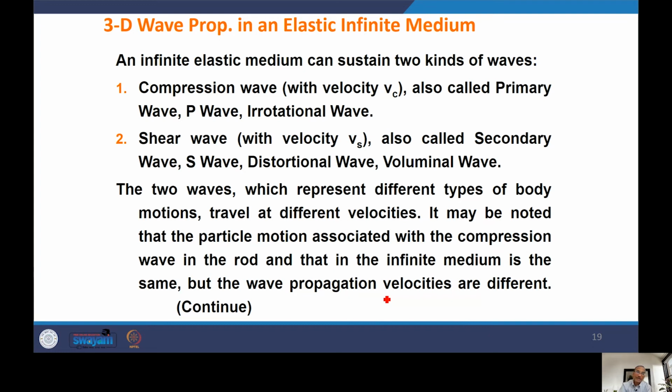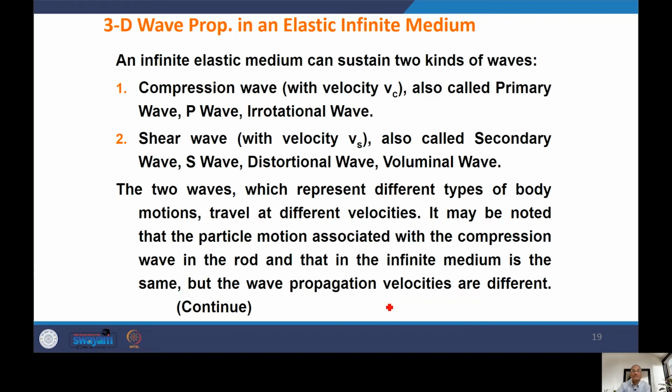These two waves, which represent different types of body motions, travel at different velocities, and it may be noted that the particle motion associated with the compression wave in the rod and that in the infinite medium is the same, but the wave propagation velocities are different. So in one case it is Vr, the wave velocity, in another Vc, but the particle motion is the same in both cases, whether it is traveling inside the rod or in an elastic medium.